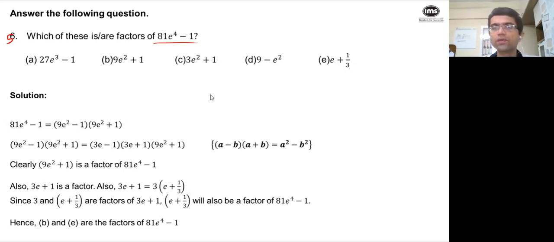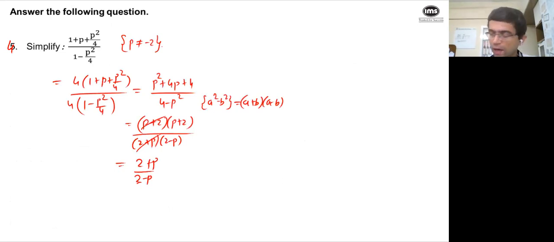Yeah, so how did the denominator simplify? Okay, let me go back. Now I reached this stage where p plus 2 upon p plus 2 was there. Correct? Now I could cancel p plus 2 only if the denominator p plus 2 is not equal to 0. Only then I should be able to cancel p plus 2 in the numerator and p plus 2 in the denominator. Hence, p should not be equal to negative 2.